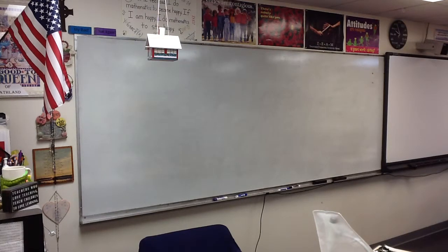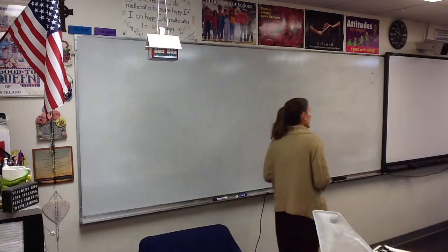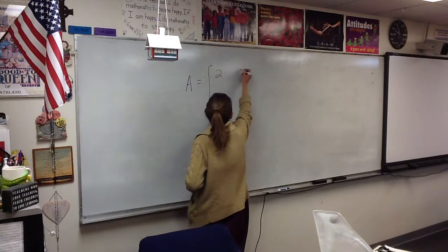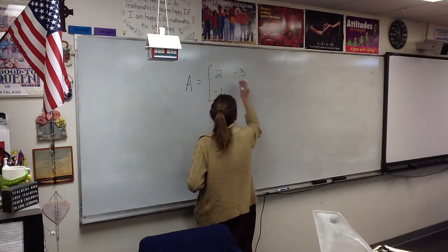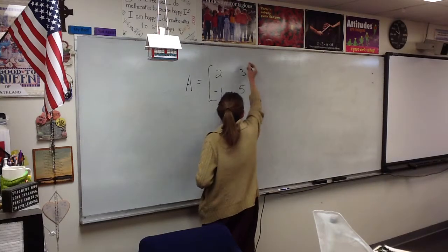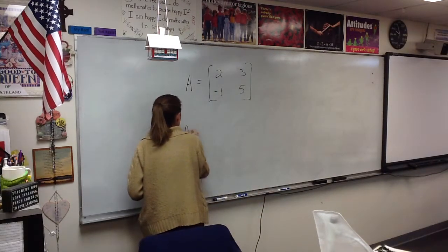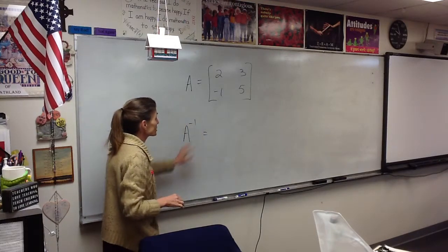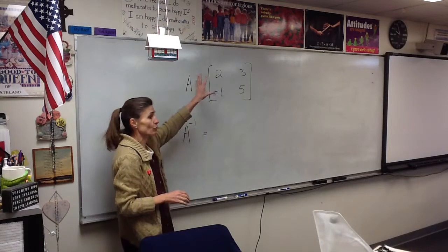Alright, so we have a half sheet of paper out, we have our name on it. We have everything put away that's supposed to be put away. That would include note sheets and such. Alright, here is your question. Here is your determinant, or excuse me, your matrix. I want you to find the inverse. Make sure you copy this correctly.